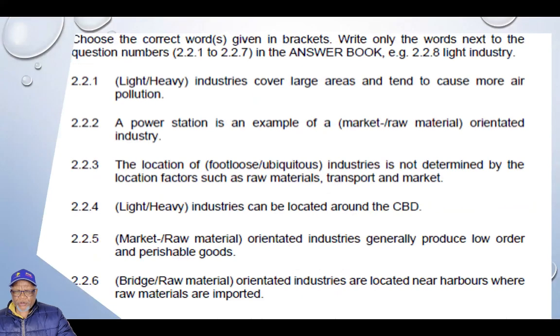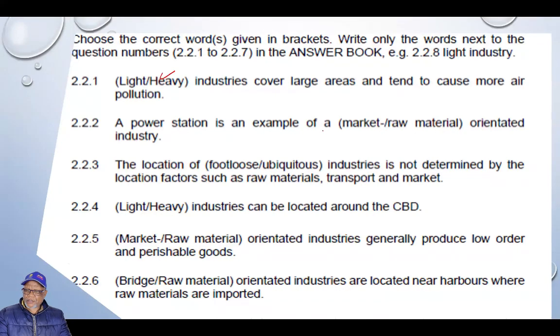Now, choose the correct word given in brackets. Write only the word next to the question number in the answer book. Now, here, which industry, light industry or heavy industry, covers a large area and tends to cause more air pollution? Large area is heavy industry.